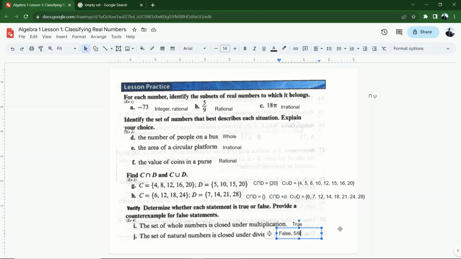Division tends to break the rules for closed sets. It's sort of like subtraction a lot of times. So watch out for subtraction and division in these situations. Subtraction, by the way, won't break the integers, but division will. Division changes things from integers or whole numbers into rational numbers.